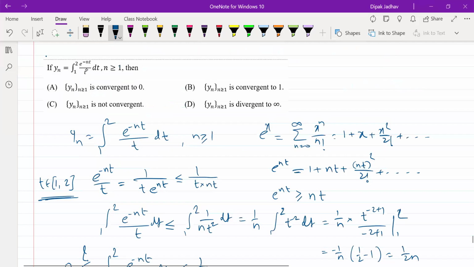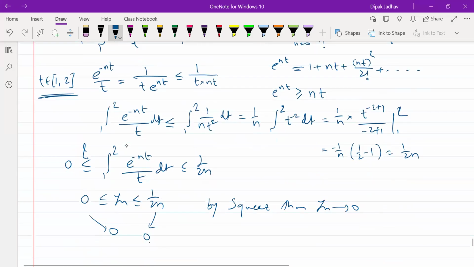Possibly you may try to integrate the function. The function is integrable, no doubt, but getting an answer may not be possible. You may not be able to integrate the function. The function is integrable because it is continuous on a closed and bounded interval, so it is integrable. There is no doubt, but computing its integral may not be easy.